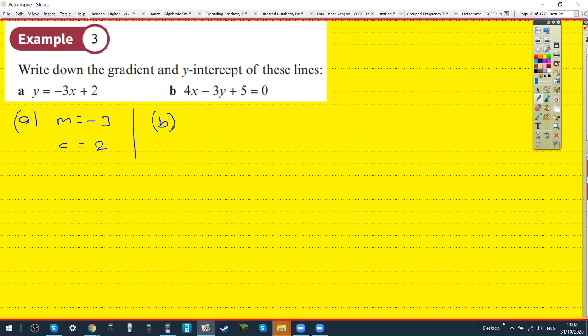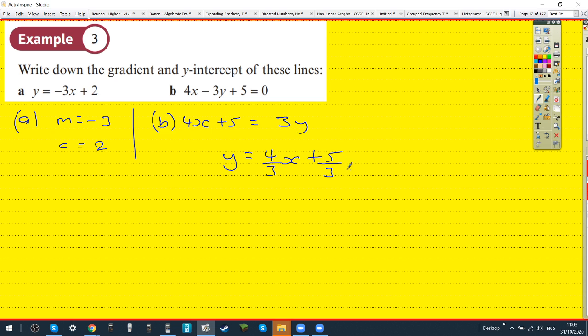Well, to work out B, you want to plus 3y on both sides. So it'd be 4x add 5 equals 3y. And then do you divide both sides by 3? Which would give you y equals... So when you divide the 4x plus 5 by 3, would that be 4x plus 5 over 3? It could be. And another way to write it is 4 over 3x plus 5 over 3.